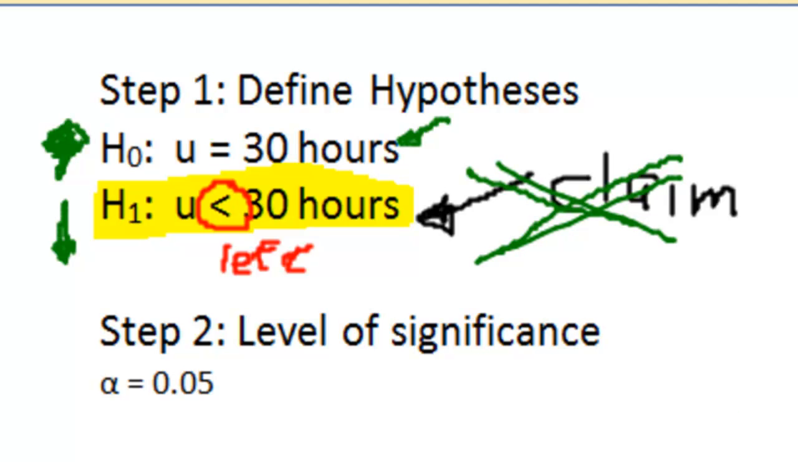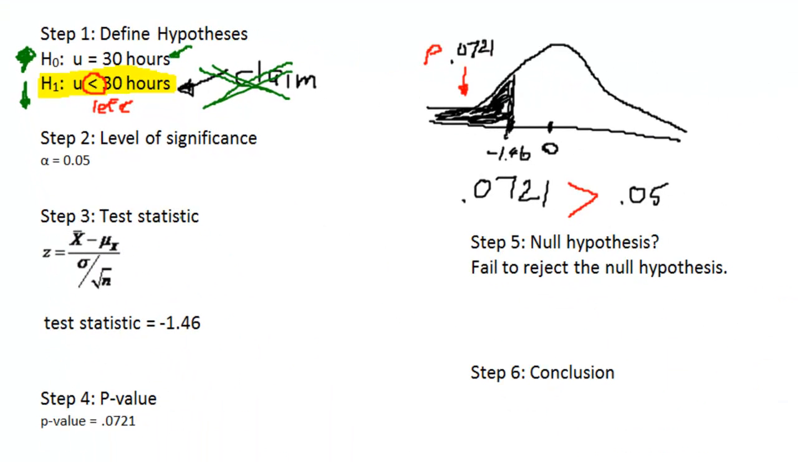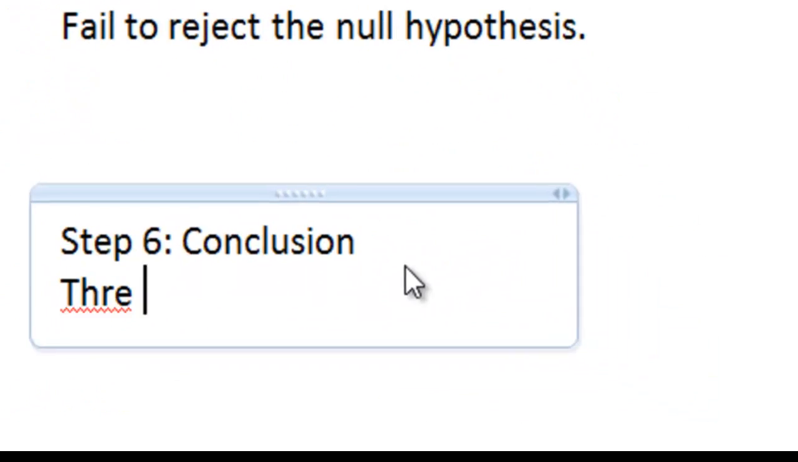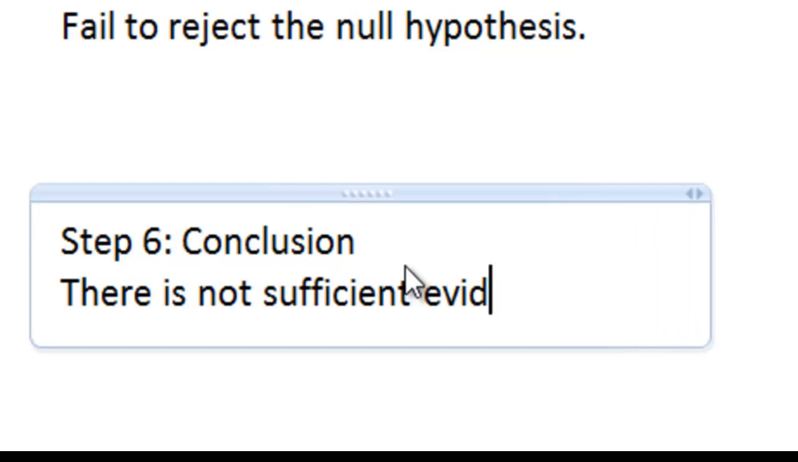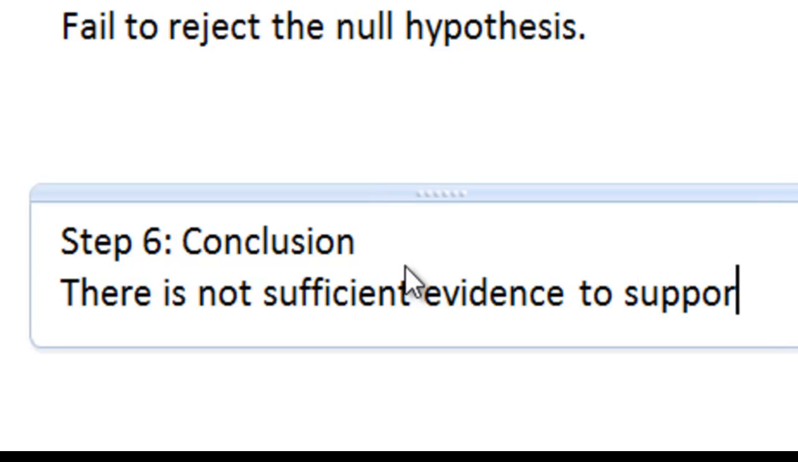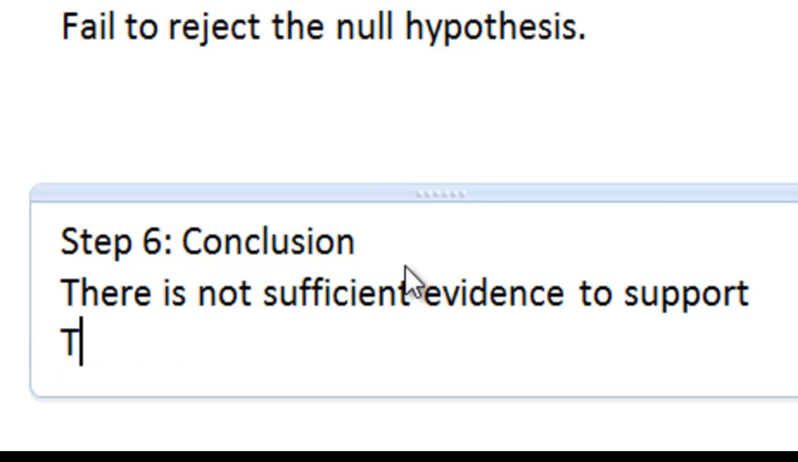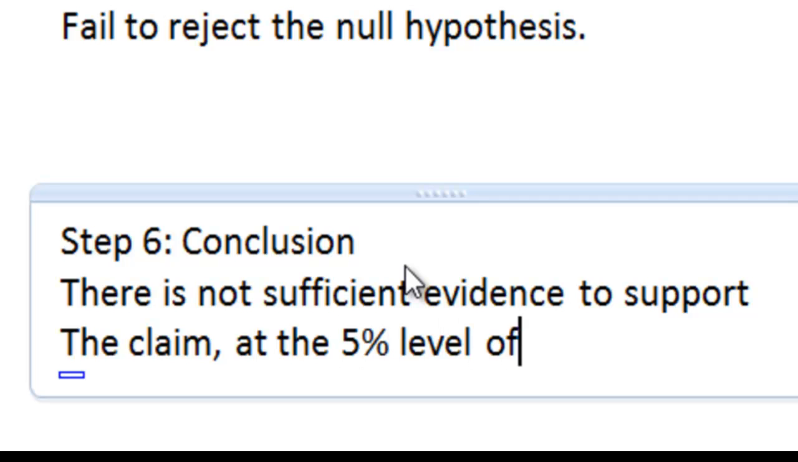And that's where step 6 comes into play. This is our final and last step. Now that we know that we're going to accept the null, so to speak, and reject the claim, my conclusion statement is going to be: there is not sufficient evidence to support the claim. And I have to be a little bit more specific. I have to also state at the 5% level of significance.